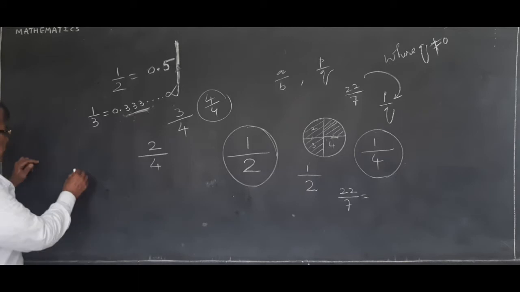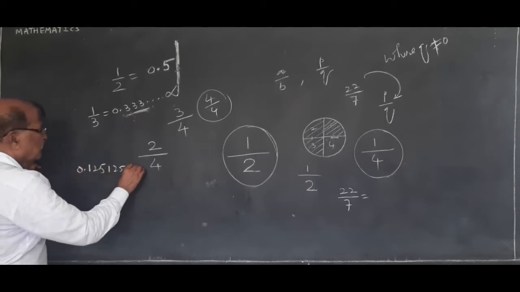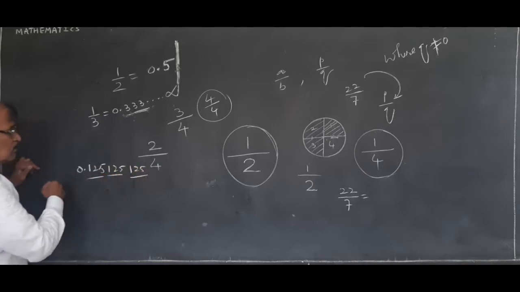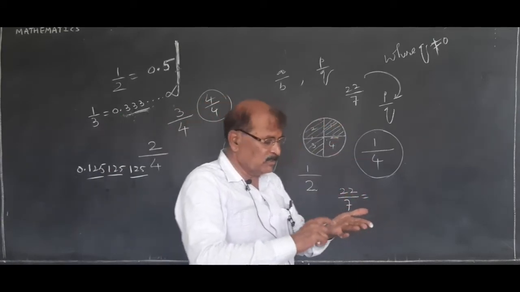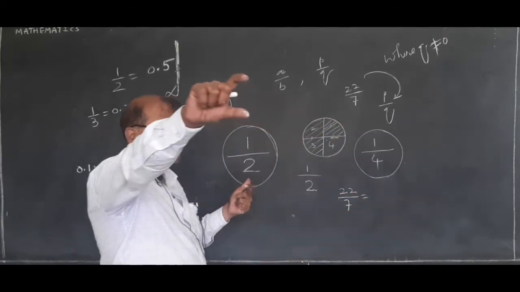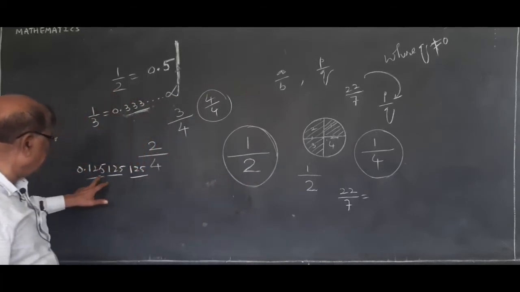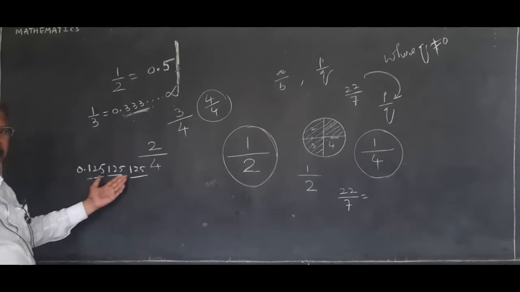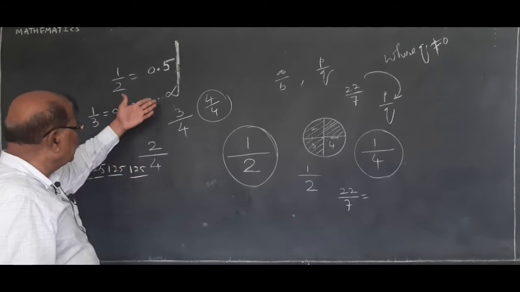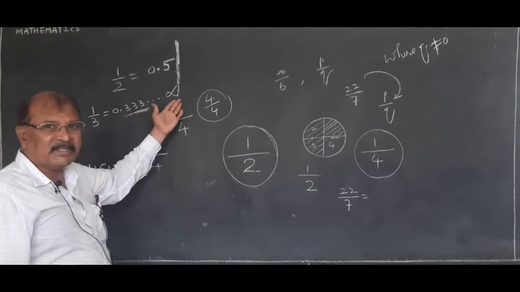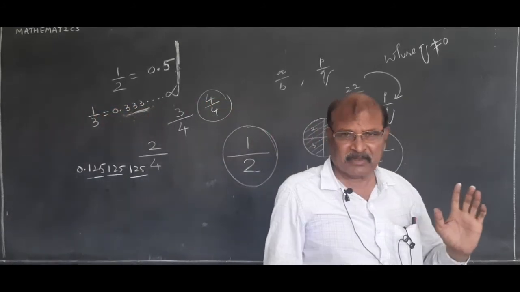So for example, you take 0.125125, there is some pattern. If you observe carefully in 22 by 7, if you take the decimal simplification up to 10 digits in the calculator, you don't find any sequence. You don't find any terminating or non-terminating pattern. So I want to make this definition very clear.